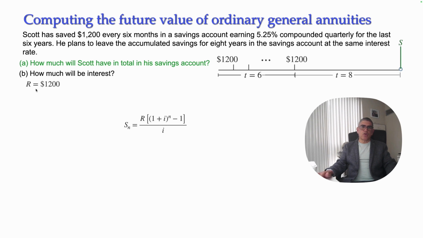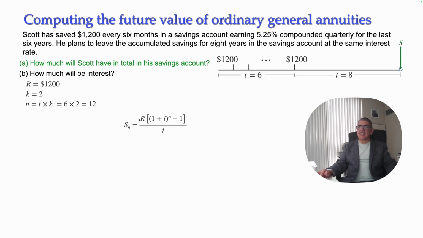The payment is $1,200. We also know that these payments are made every 6 months, so there are 2 payments per year. So I'm going to write that K is equal to 2. Remember that I represent the number of payments per year with the letter K. And then, since K is 2, we know immediately the total number of payments, because that happened for 6 years. So N will be just 6 times 2, so equal to 12. So we have the number of payments.